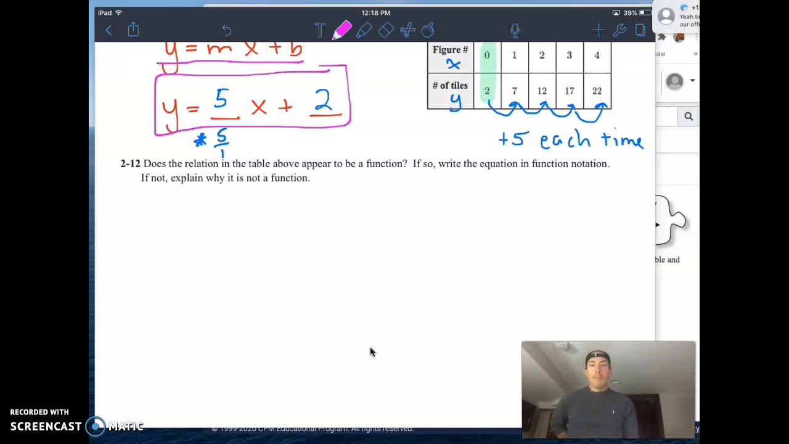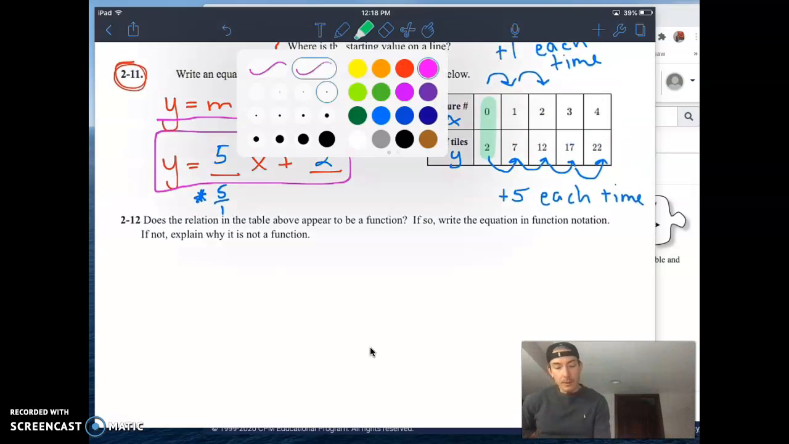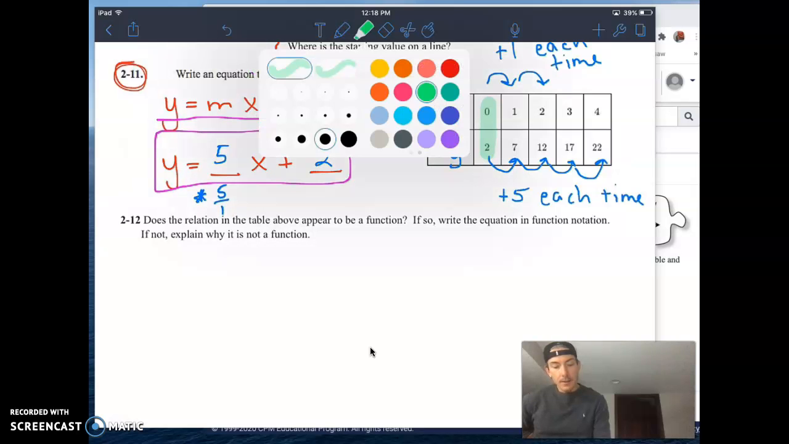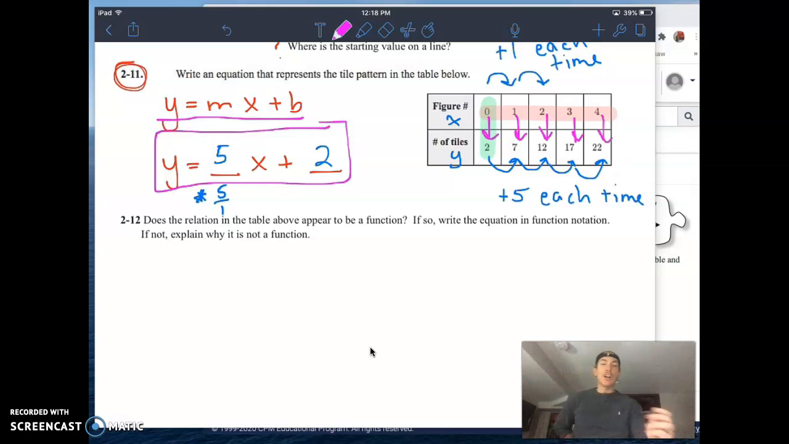If not, explain why. Well, two things. Does every single input have an output? And the answer is yes. In this particular table, and that's all I can see right now, I can see that every single one of these x values is sent to a y value. And that's good. That means we are onto, right? That means we are covering all of those x's.